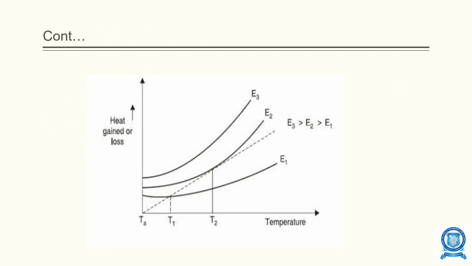Here in this illustration you can see that E1, E2 and E3 are electric field intensities, and E3 is greater than E2, and E2 is greater than E1. So as the electric field intensity increases, the heat gain increases. Here T1 and T2 are the increases in temperature. Within a minimum time period, the maximum temperature is attained, and the heat gain is very high, or the losses will be high.